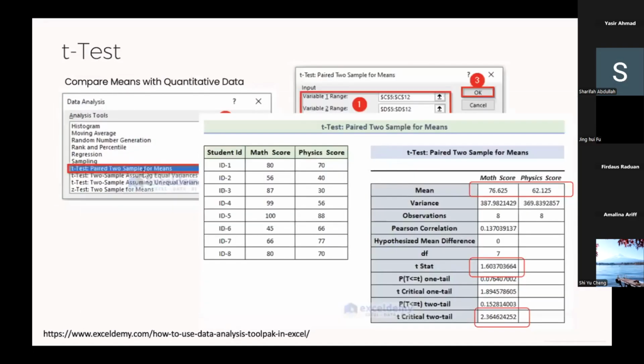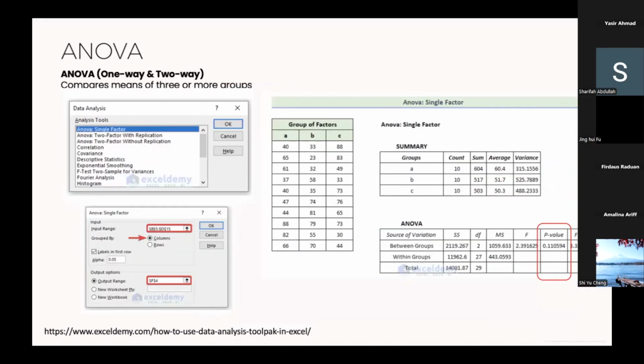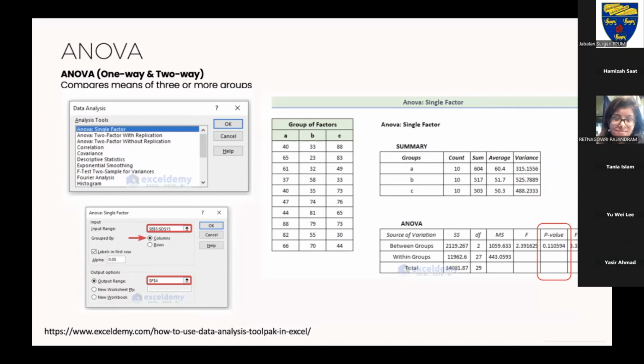The second example is ANOVA. ANOVA is analysis of variance. It is used to compare the means, which is the average, of three or more groups, to see if there is a significant difference between them. There are a few types of ANOVA, depending on what type of data you have. The example here is single factor.